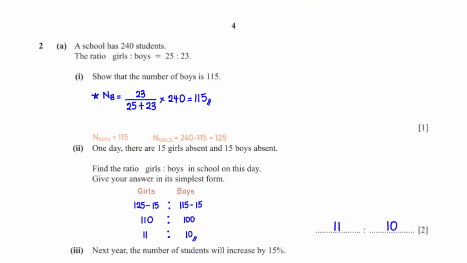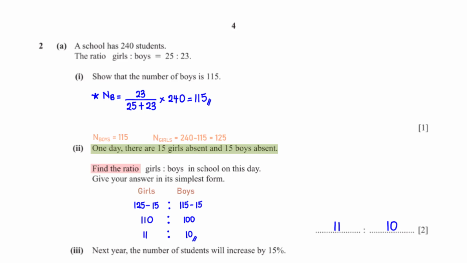A school has 240 students. The ratio girls is to boys equals 25 is to 23. Show that the number of boys is 115. To get the number of boys, we divide the ratio share for the boys, which is 23, by the total ratio of 25 plus 23, times the total number of students, which is 240. This gives us 115.